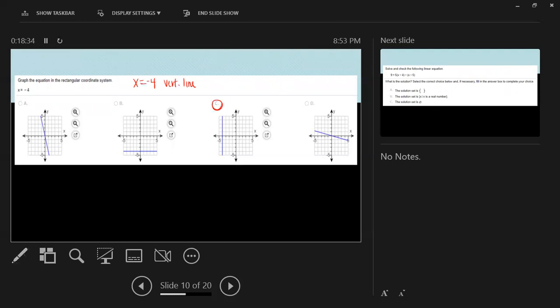Now, if it was y equal to a number, that would be a horizontal line. But we have x is equal to negative 4, so C is the answer, and that's how you would do an item similar to that one.